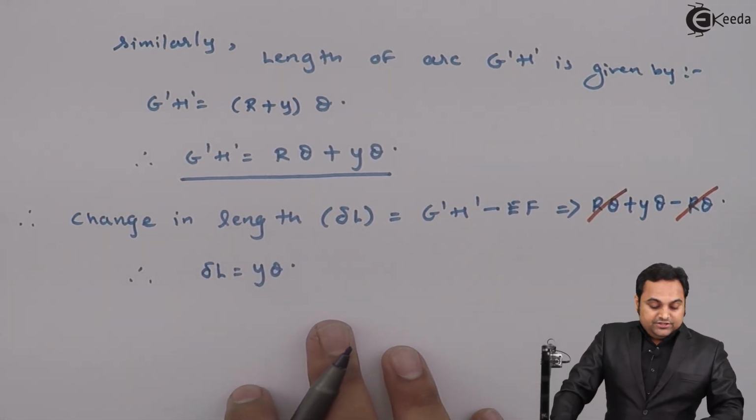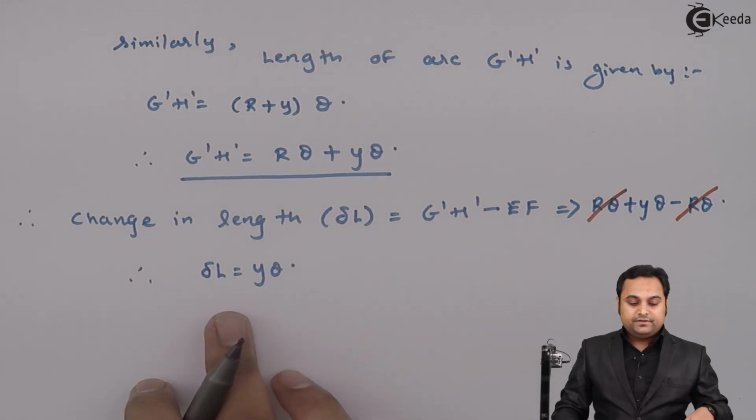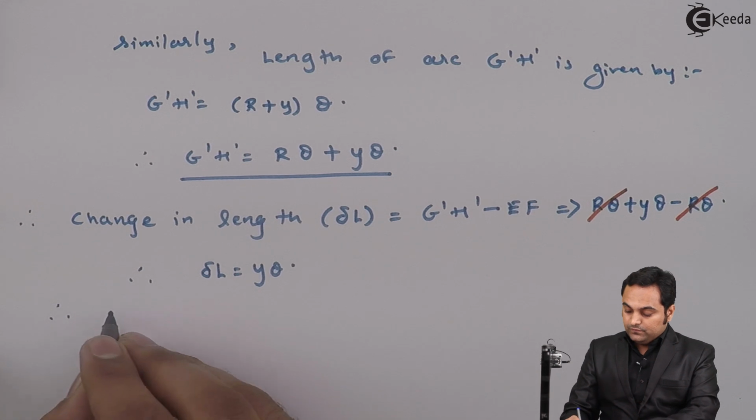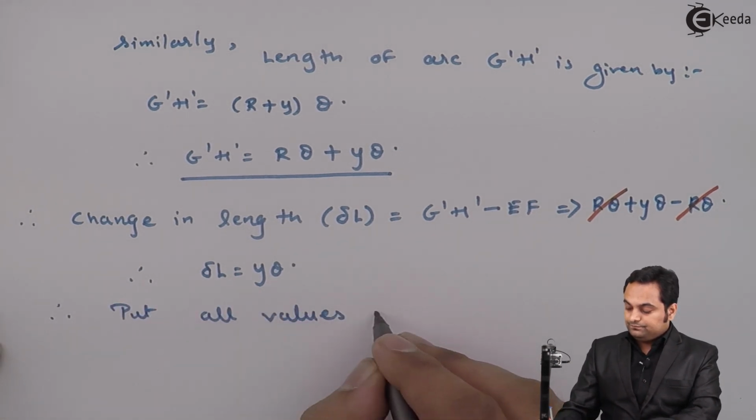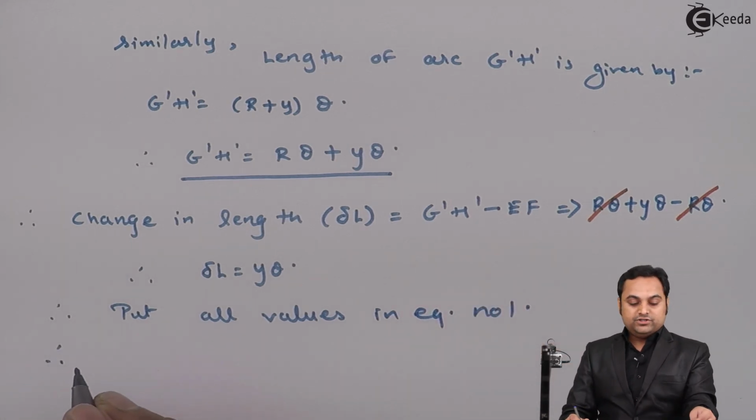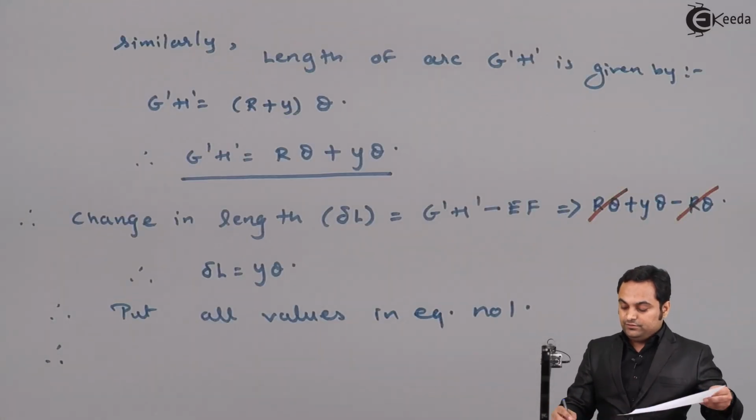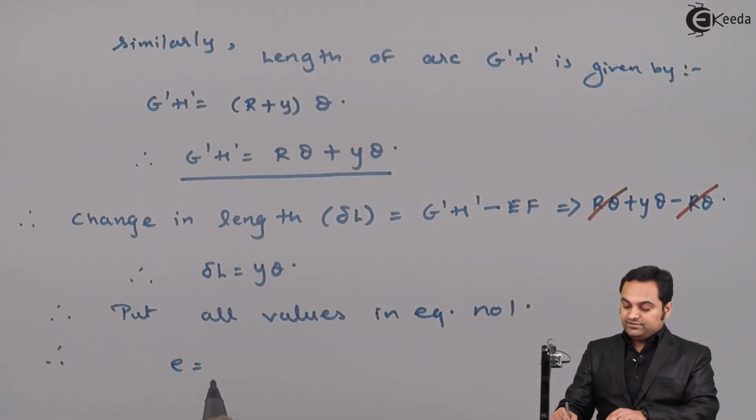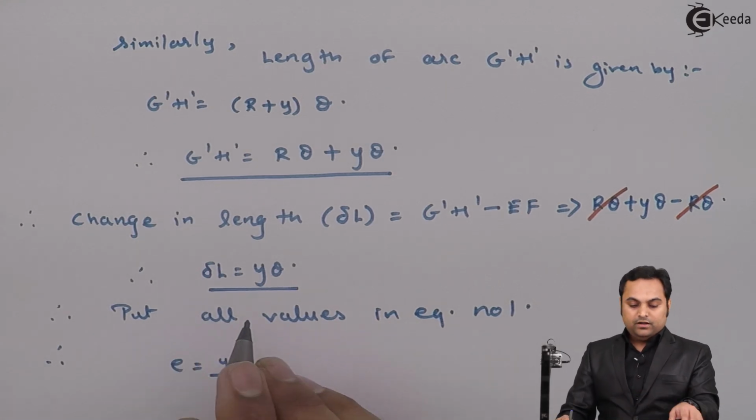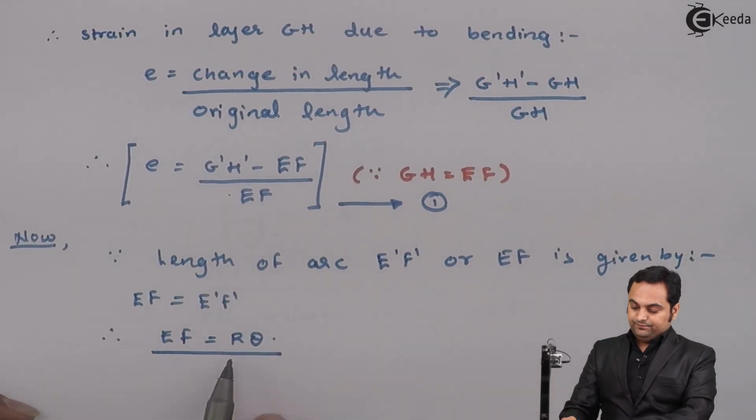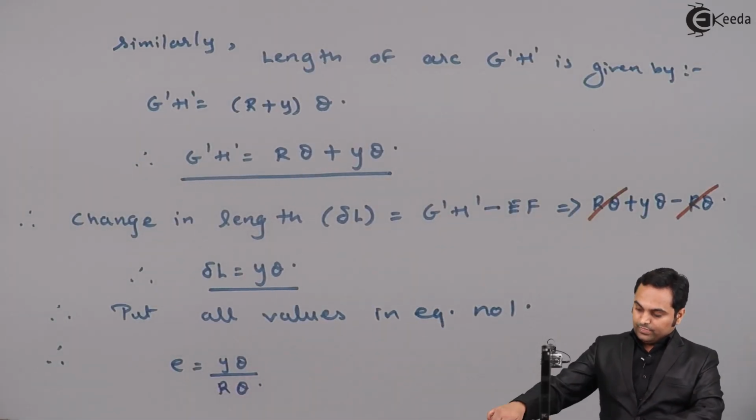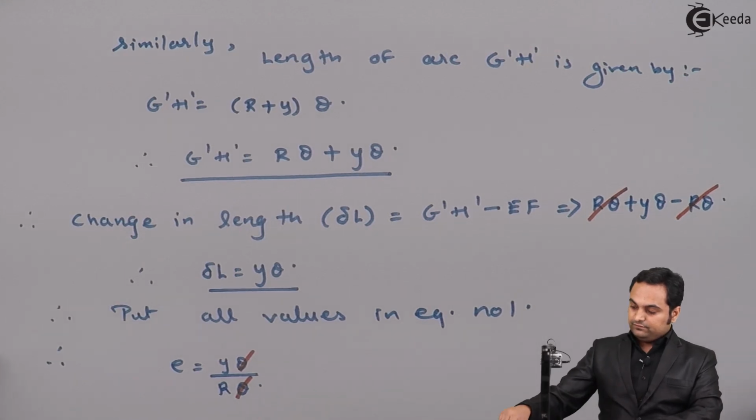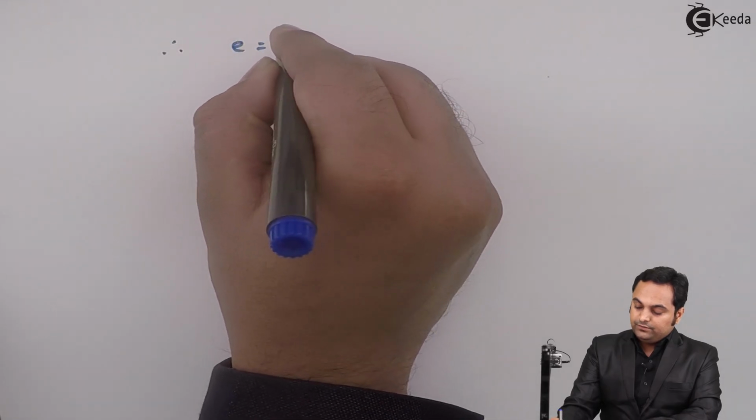Now, after reaching here, the next thing would be, here I'll put the value of change in length and original length in equation 1. So therefore, put all values in equation number 1. So in equation 1 we have strain small e is equal to G'H' minus EF, that is change in length. Change in length is delta L, we have found out it is y theta, upon the original length, which is EF, it was R theta. So from this, numerator and denominator, theta will get cancelled out. So therefore we have strain is equal to y upon R.